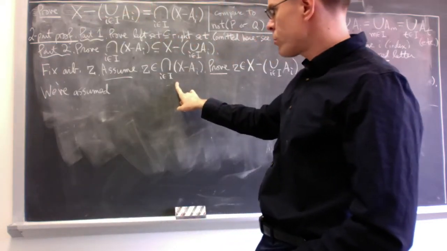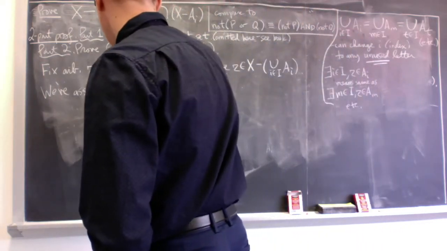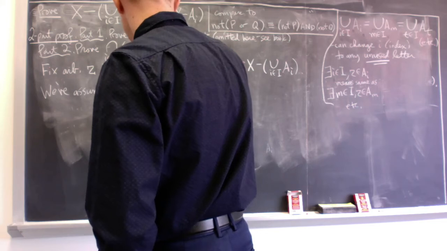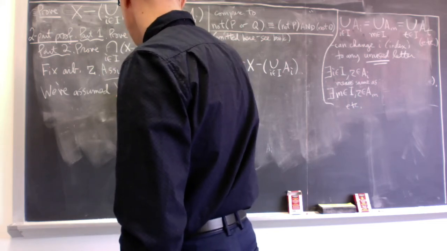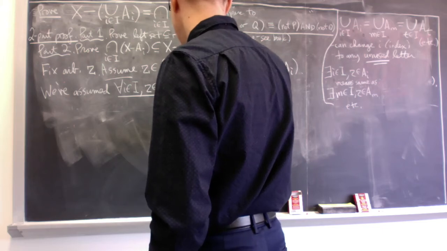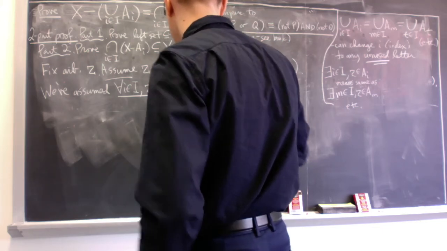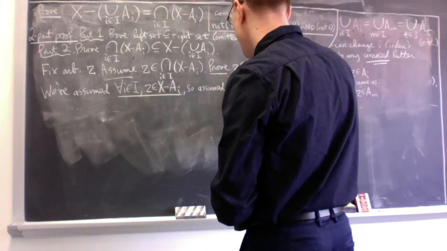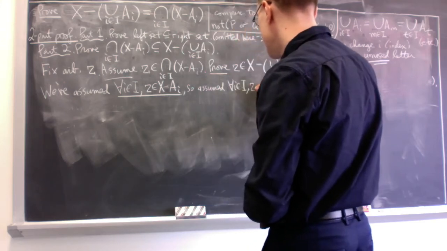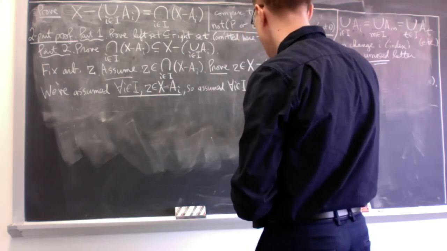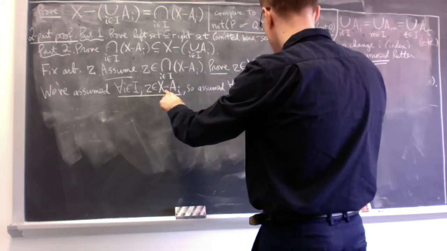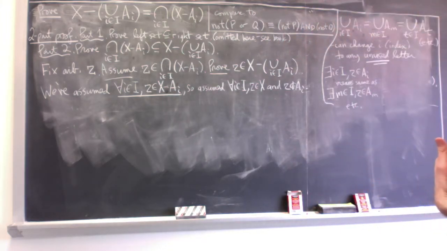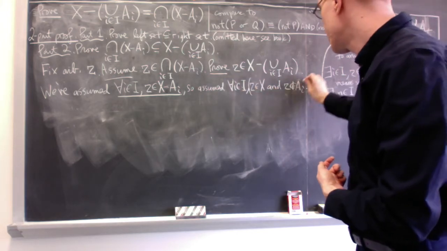Definition of general intersection, we've assumed for every I in I, Z is in the set X minus A sub I. Continuing, because the set difference is a defined concept as well, for every I in capital I, Z is in X, and Z is not a member of A sub I. Definition of set difference got used right there, still inside the quantifier, by the way.